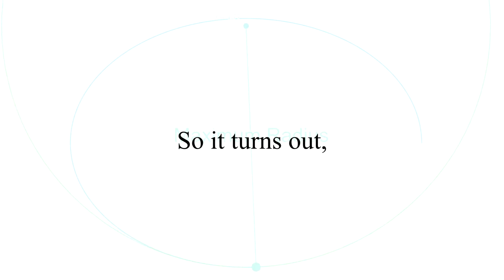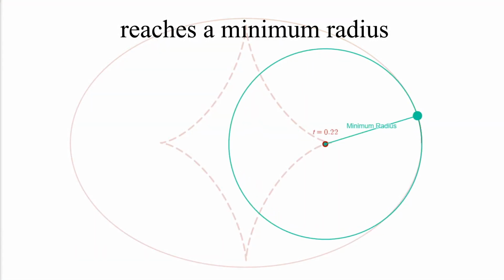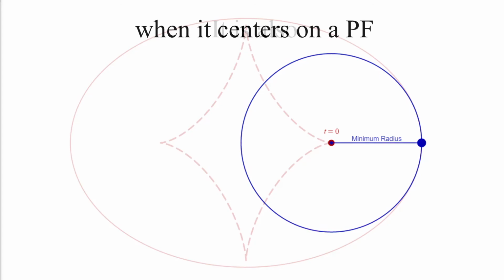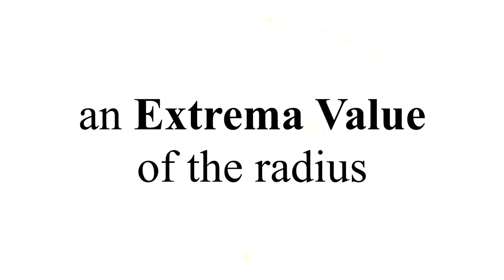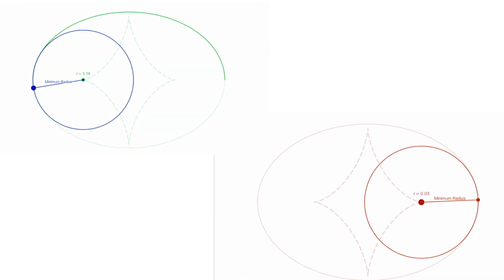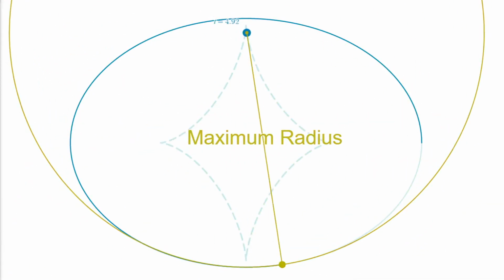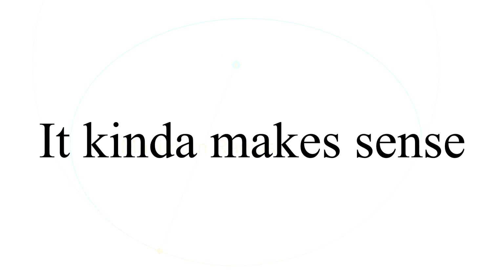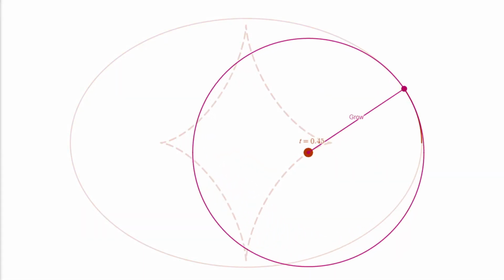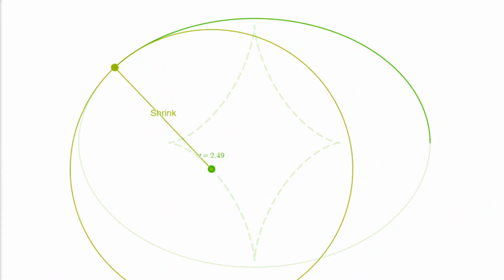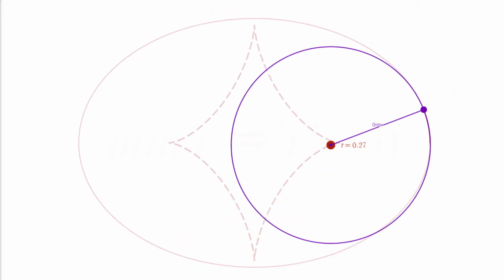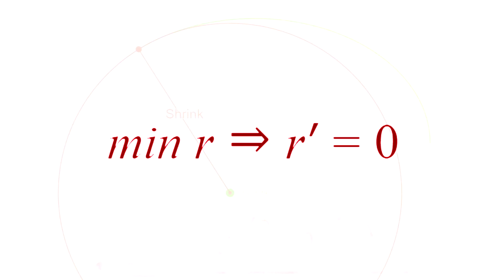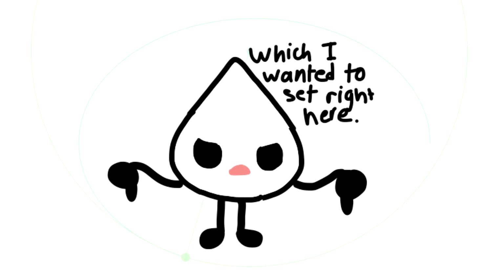So it turns out, the osculating circle not only reaches a minimum radius when it centers on the PF, it is also the maximum radius of the circle, or to sum it out, an extrema value of the radius. To the ellipse's evolute, there are 2 instances of minimum and 2 instances of maximum radii, and it kinda makes sense because the circle has to grow big and shrink small again, given that the ellipse or the evolute are enclosed shapes. And that was a half mistake I made last episode, which I wanted to set right here.